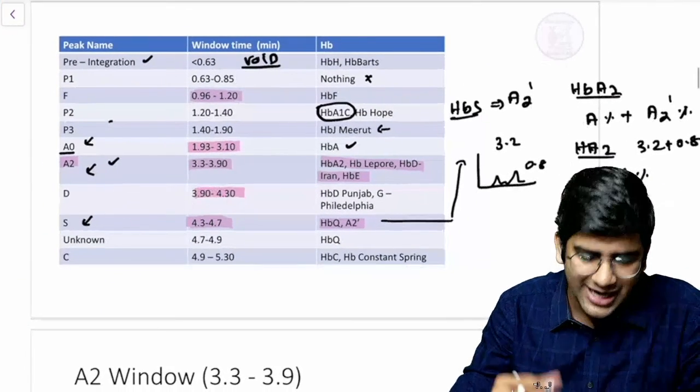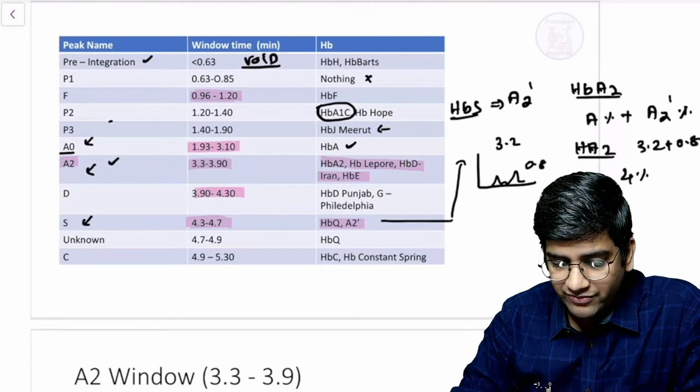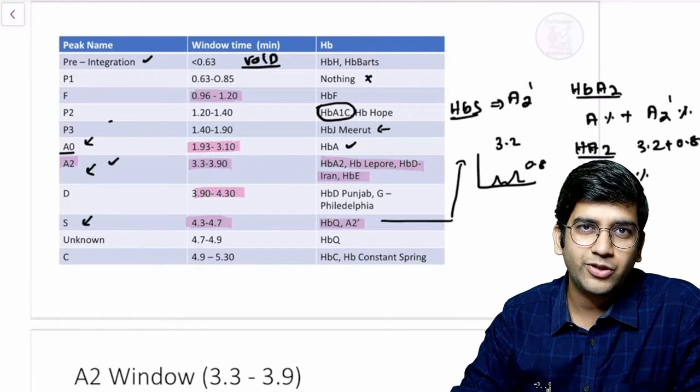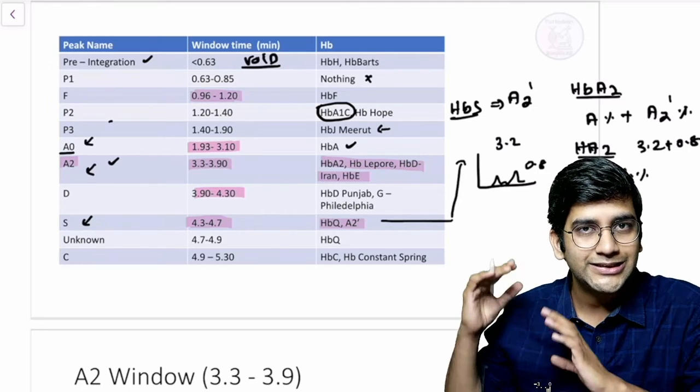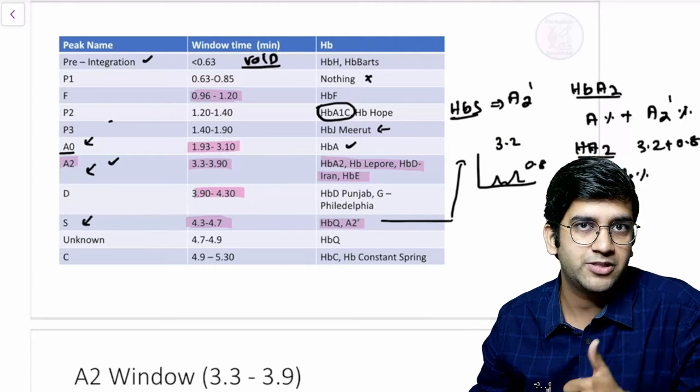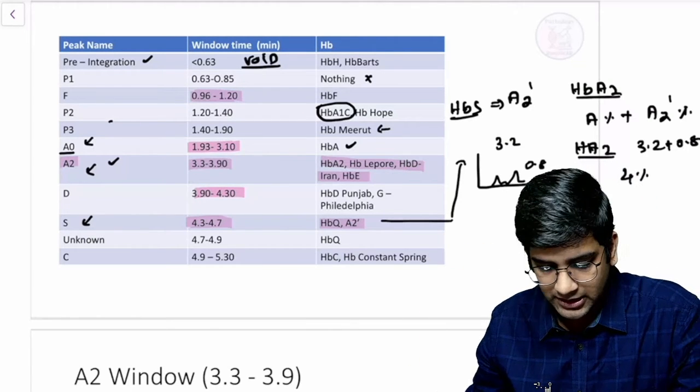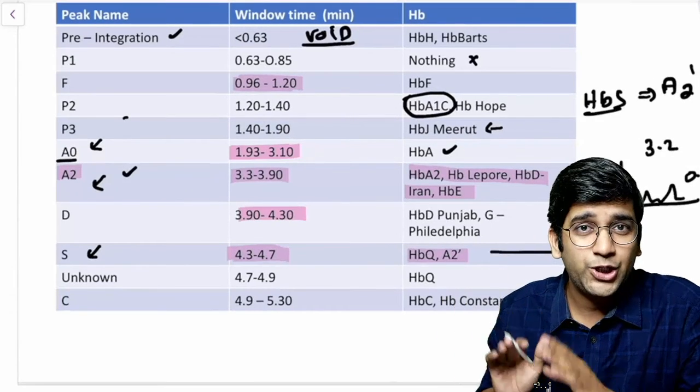And I have something called an unknown window. It's not named. I have there HbQ. Fine? And I have a C window. C is very, very unlikely because in India, we don't have hemoglobin C at all. Right? This is an important table. That's the first important table which you're going to learn. Fine? Next.